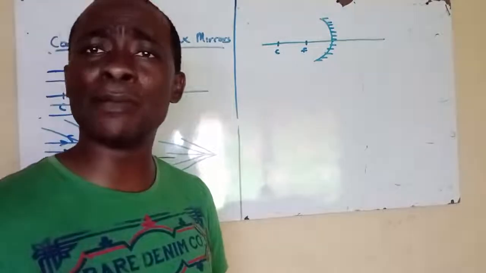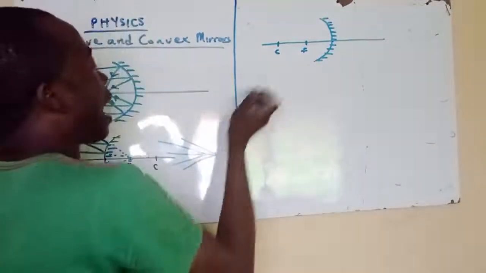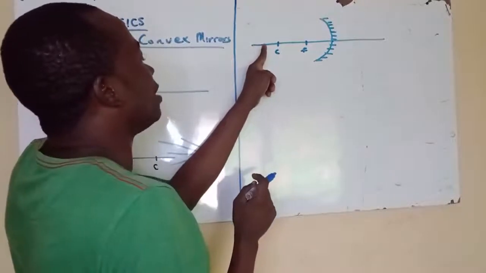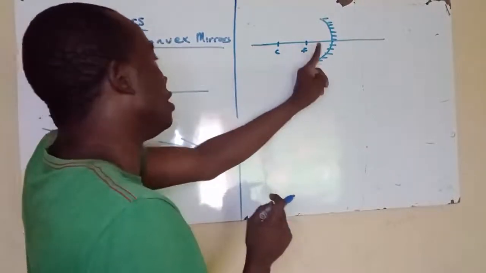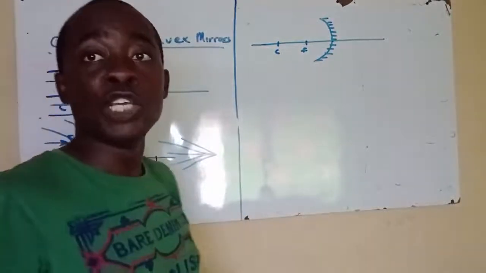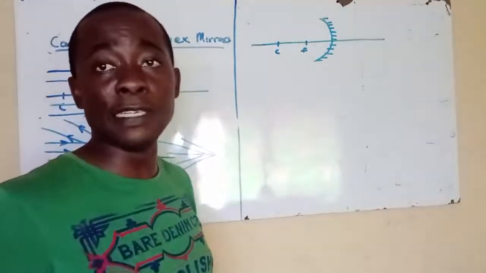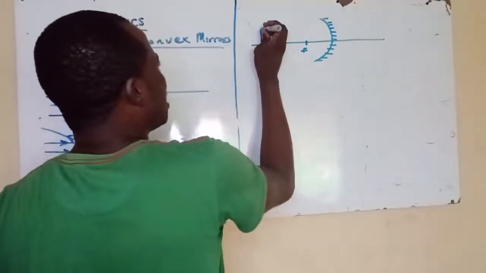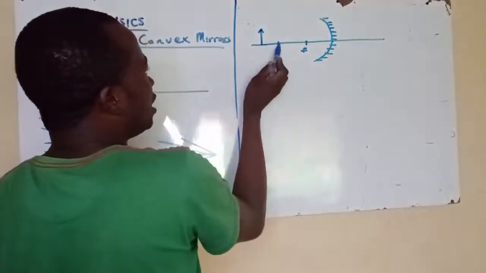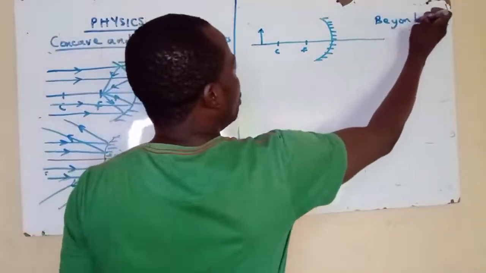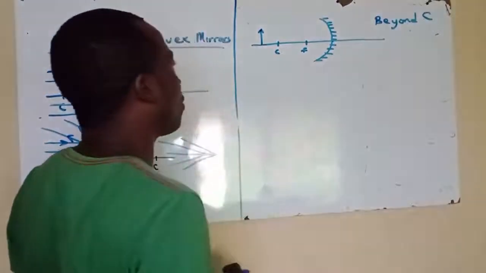The object is placed, say, the object is in a standing way near this concave mirror. Now, I can place an object beyond the center of curvature, beyond the curvature.